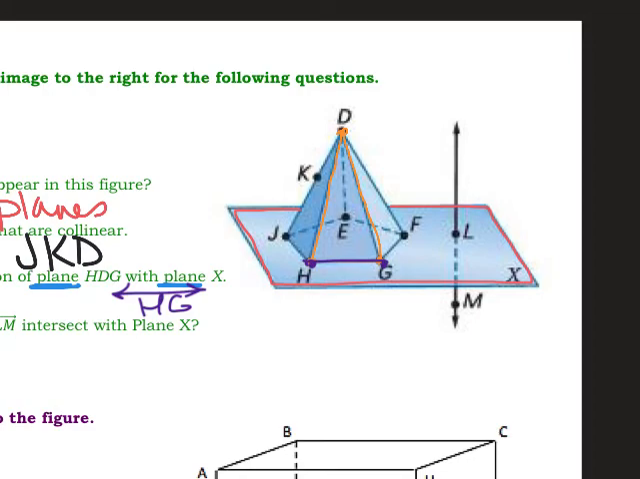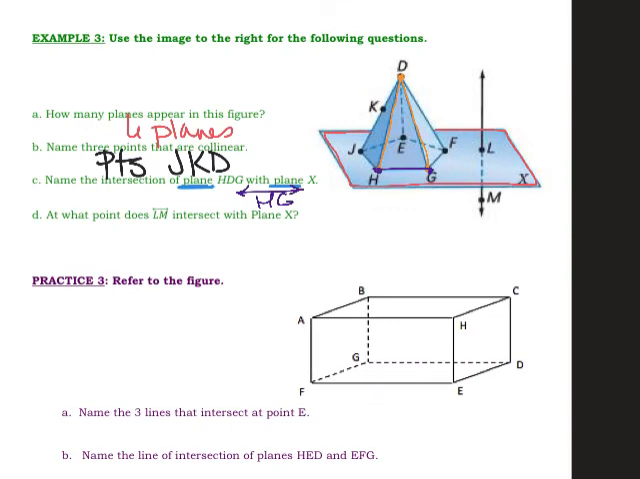All right, last one on the example. Ready? We're almost done, guys. At what point does line L to M intersect plane X? So at what point does my line L to M, let me erase all this. All right, L to M is here. And then plane X is this red one again. At what point do they meet? What's the only point they have in common?